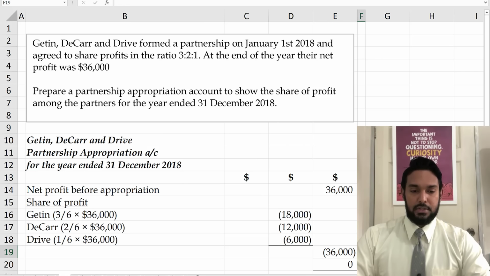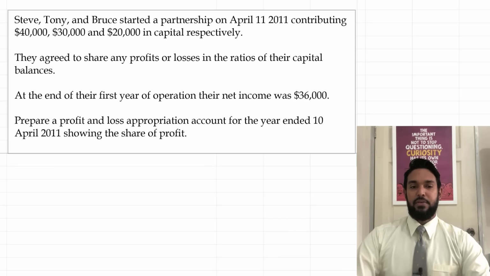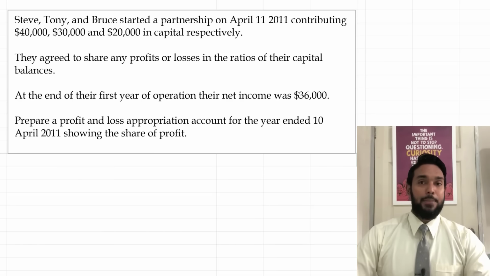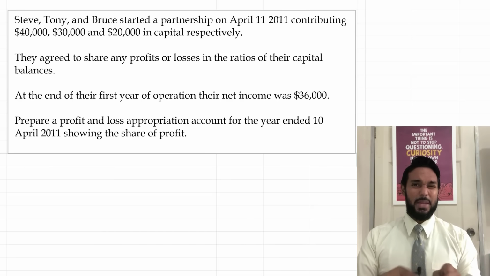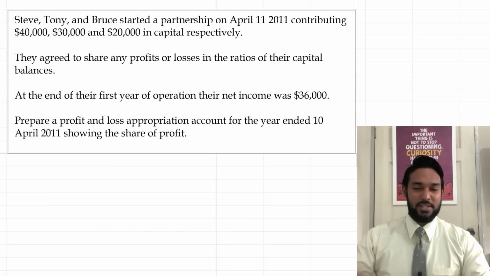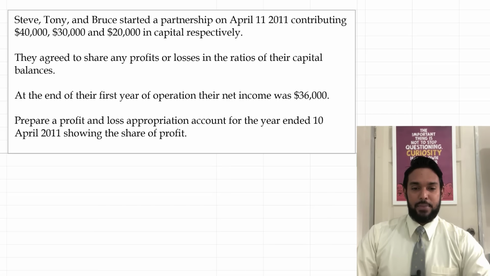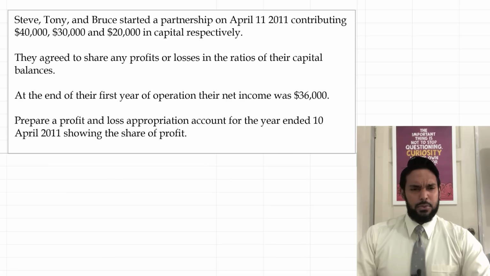Okay, now let's take a look at another example. So let's see, I wonder if anybody can recognize these names. Well, Steve, Tony, and Bruce started a partnership on April 11th, 2011. If anybody recognizes those three names in context with that date, hit me in the comments below. Although Tony is supposed to be the richest of all three of them, but we'll come back to that.